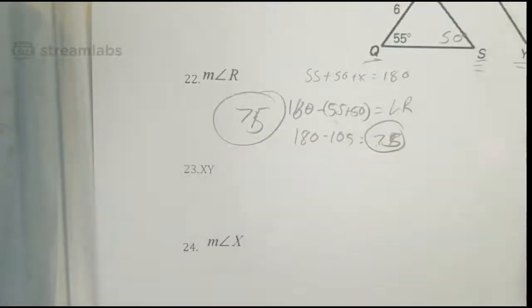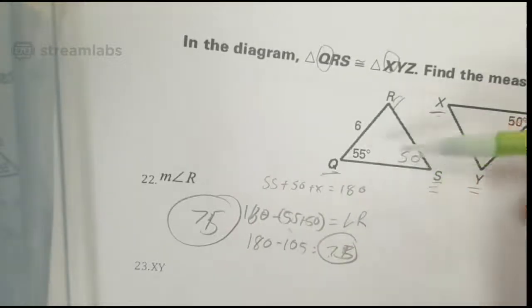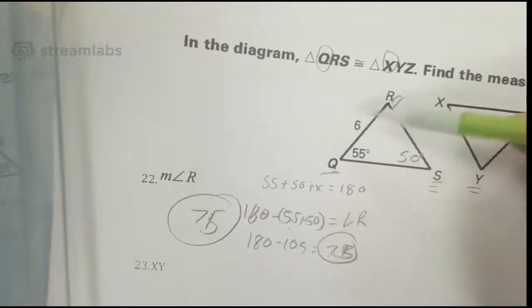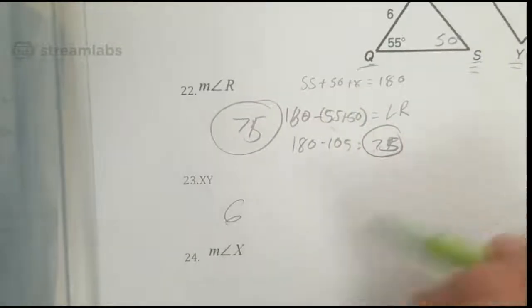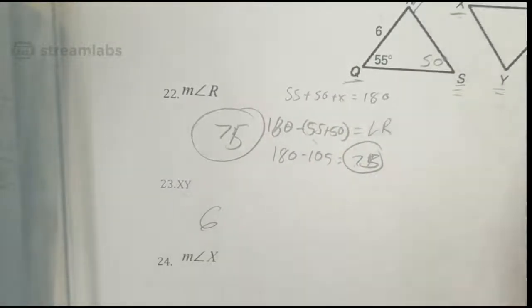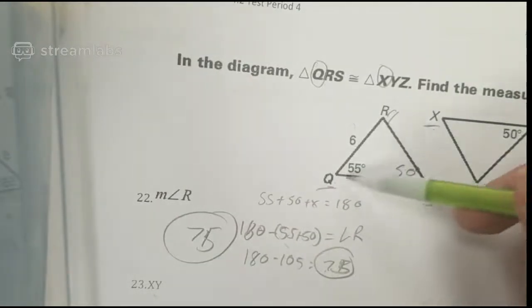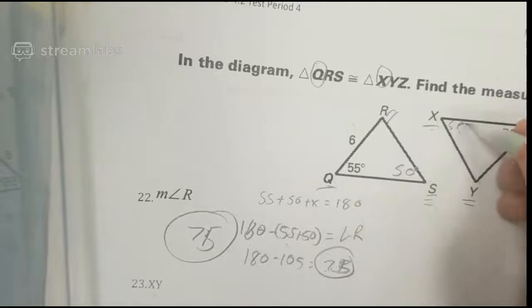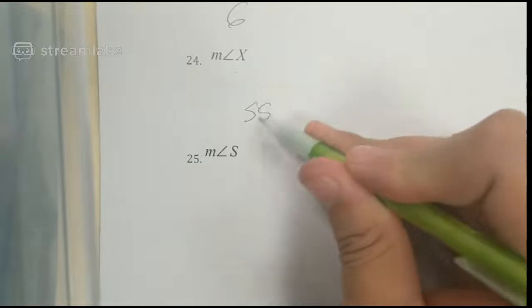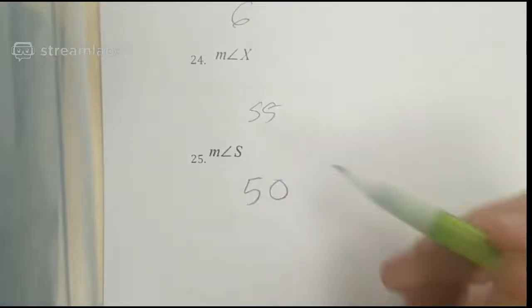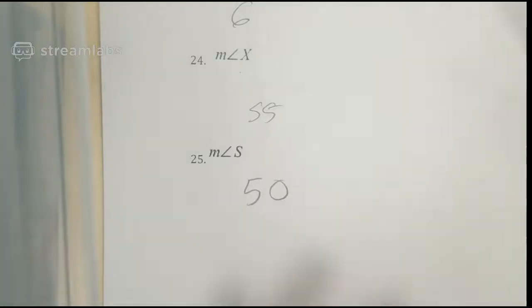Line XY, since XY is the first two letters here, has to match QR. QR we know is 6, so this is also 6. Angle X matches with angle Q, so if this was 55, this should also be 55. And angle S, which we found along the way, matches with angle Z, so that should be 50. Okay, I think that was the last question of that test.